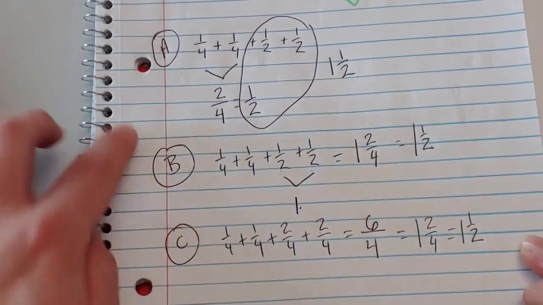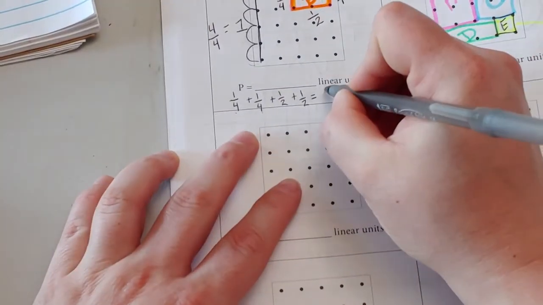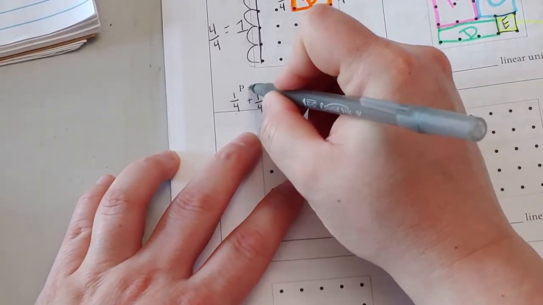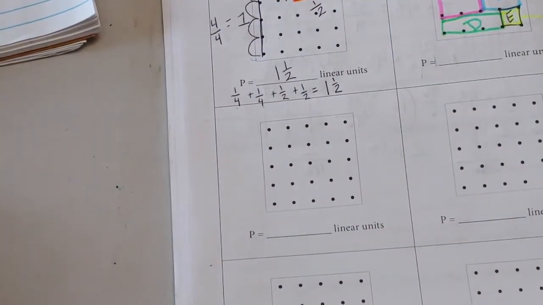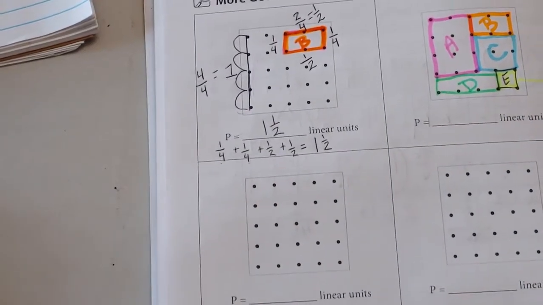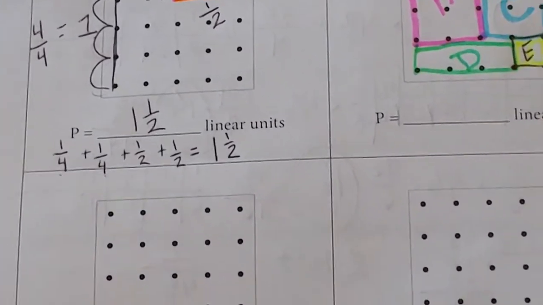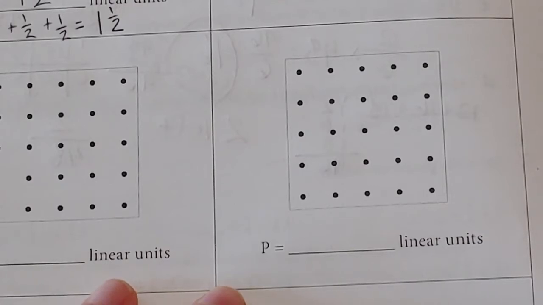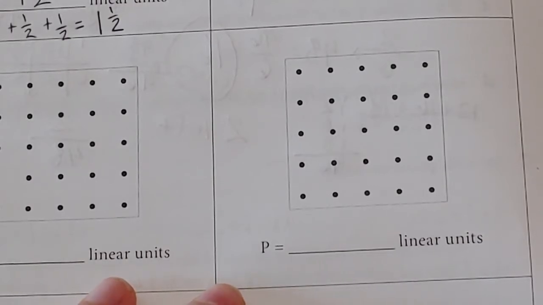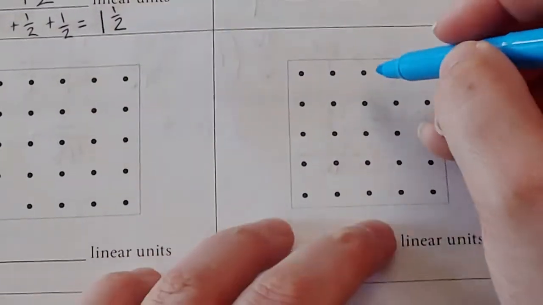If you have another strategy that's not one of these, but you end up with the same answer, great work. So 1 and 1/2. So the perimeter is 1 and 1/2 linear units. Or 1 and 2/4 or 6/4. Okay, now find another blank one. And let's try working with, let's draw C.